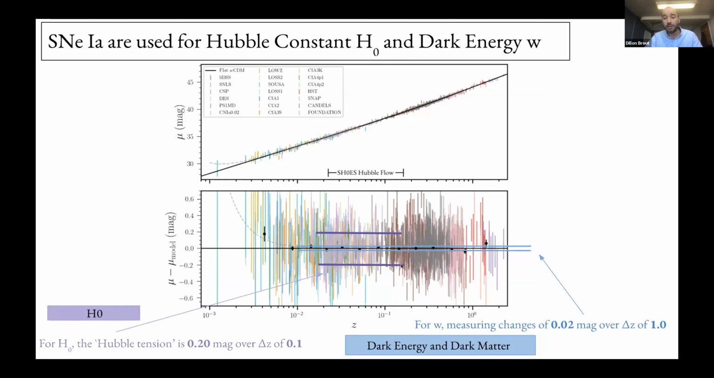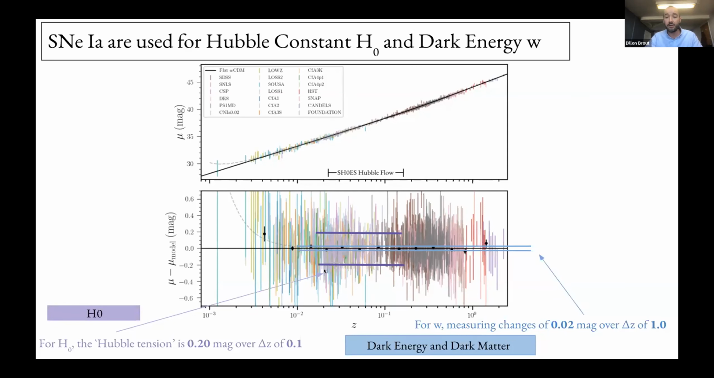And we're covering a much smaller range in redshift. So much less time for things to evolve and for your populations of supernovae to drift and things like that, which we're, of course, concerned about when measuring dark energy. But with the Hubble constant, it's relatively easier to do.